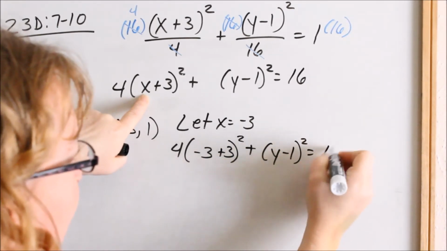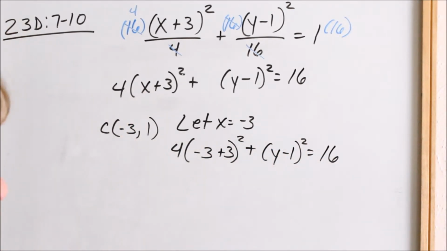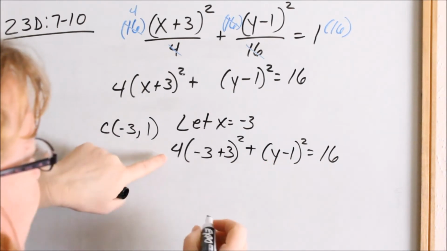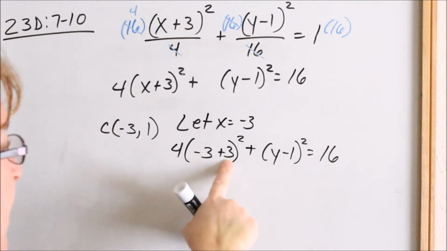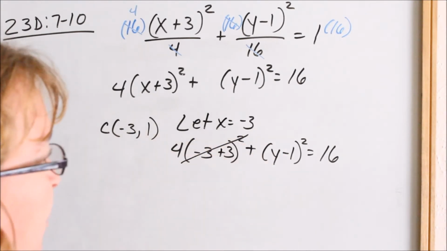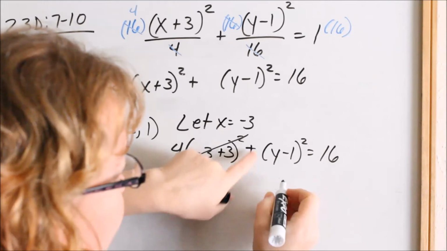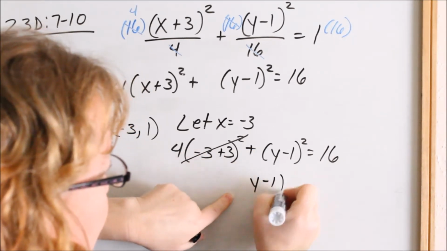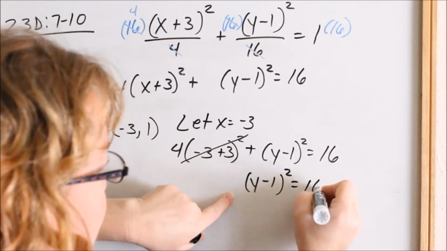Nothing changes with my y's, so we leave that the same. So negative 3 plus 3 is 0. 0 squared is 0, and 0 times 4 is 0. So that goes away. So the only thing we have left is this: y minus 1 squared equals 16.